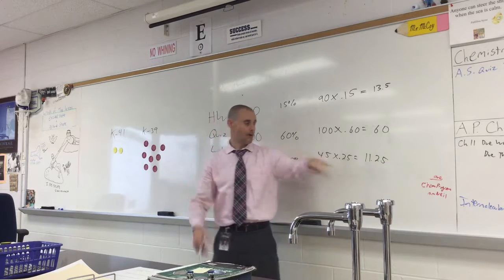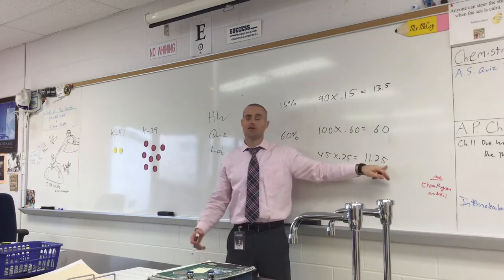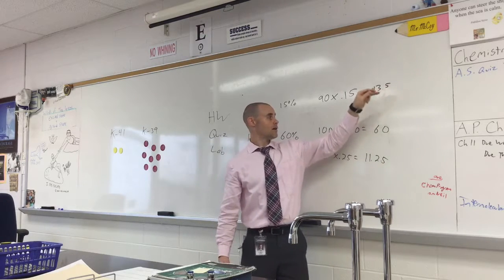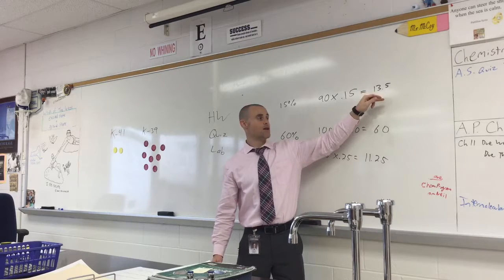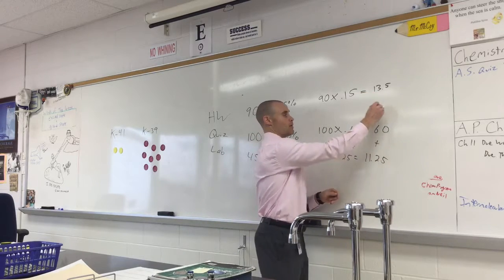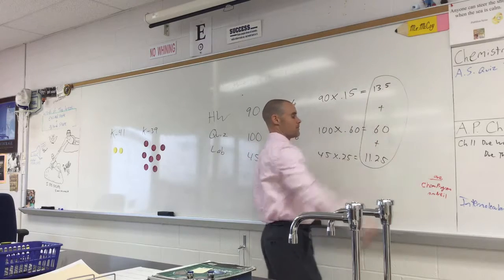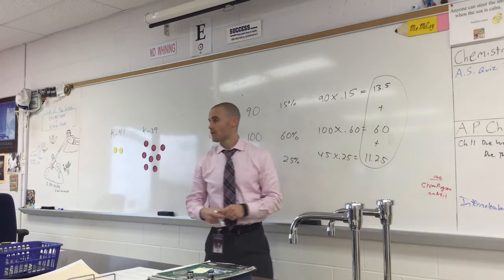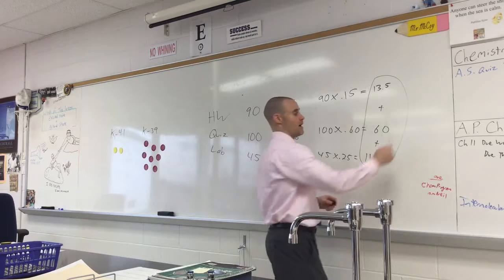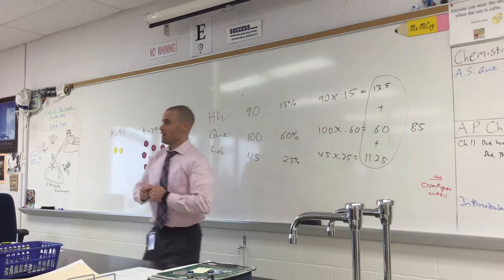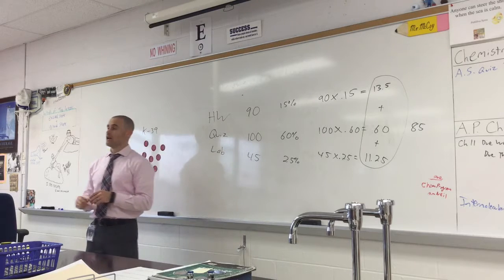So, eyes up here. This number is 25% of Trevor's grade. This is 60% of his grade. This is 15% of his grade. So if I add these three numbers up, what am I getting? 100% of his grade. So if I add these numbers up, what does that equal? 84.75. So that would round to an 85.